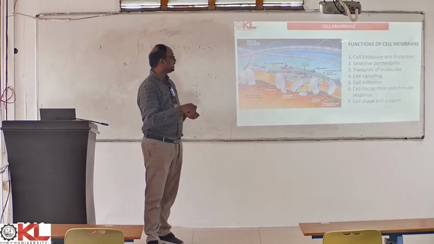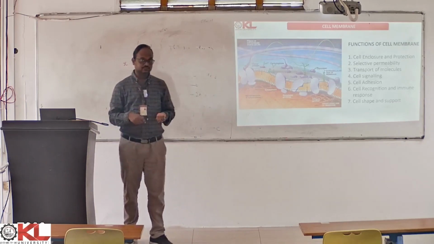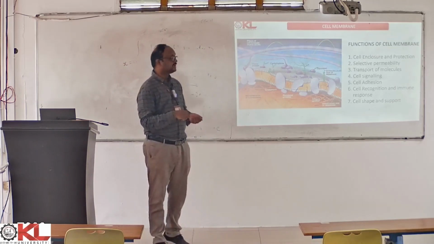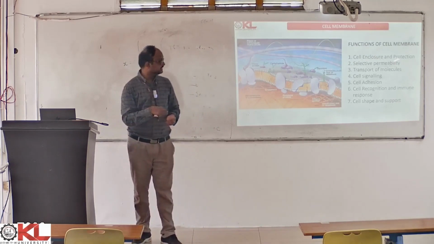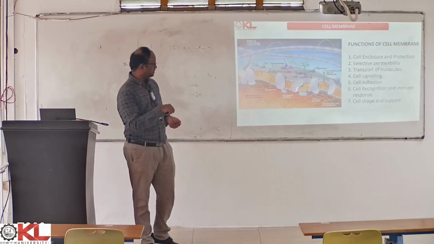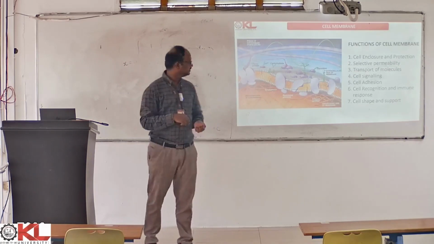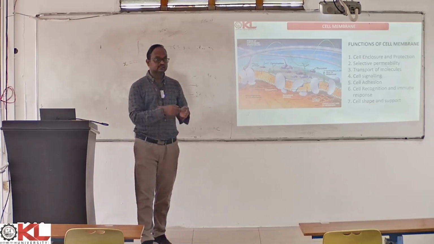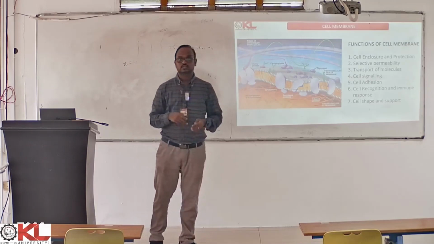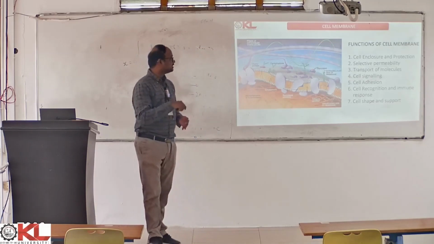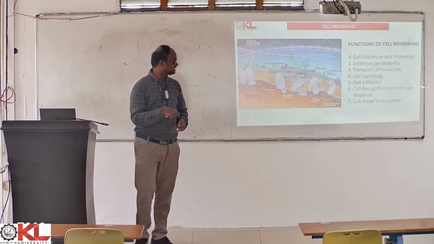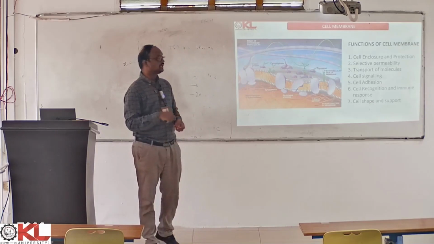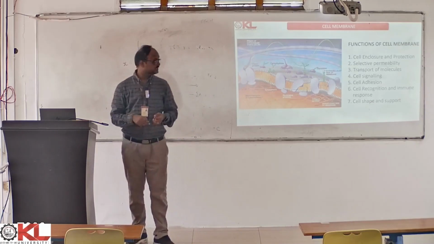Only in the presence of an external signal can cell division happen. Similarly, so many phenomena that happen inside the cell are done with the help of signaling molecules. So signaling is again helped by receptors present on the cell membrane. Next major function is cell adhesion. As I said before, cell to cell contact or adhesion is possible because of specialized structures called integrins present on the cell membrane, and cell recognition and immune response are also possible because of the glycoproteins and glycolipids present on the surface of the cell membrane.